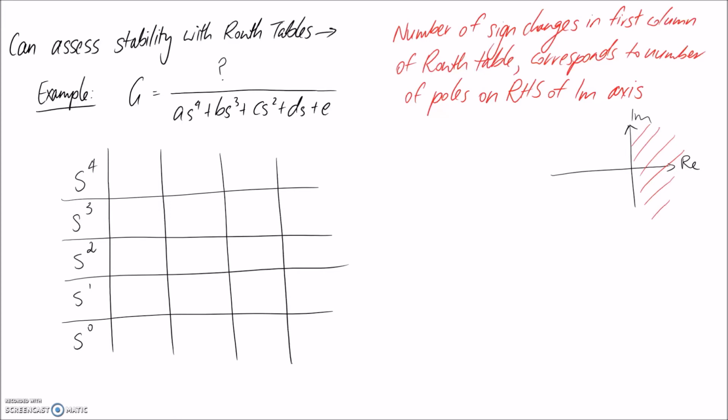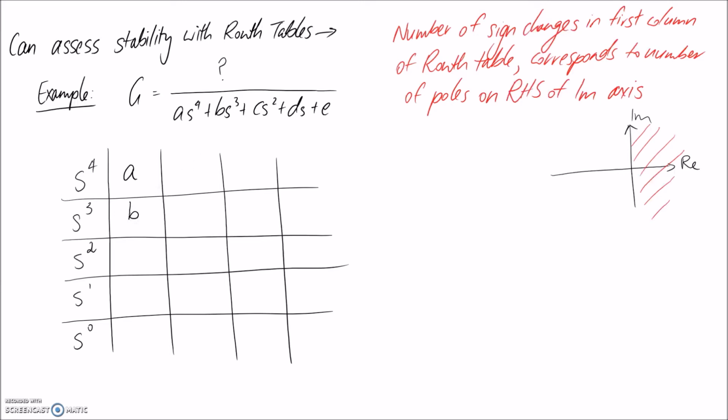Alright, so now we need to work on filling out the first 2 rows of this Routh table, and those 2 rows relate to the coefficients in front of our different s powers in our transfer function. So we start with the highest one, which was our s to the power of 4, and the coefficient in front is a, so that goes in the first box. So an s to the power of 3 will be the next one, and that's going to be a coefficient of b, and it goes underneath.